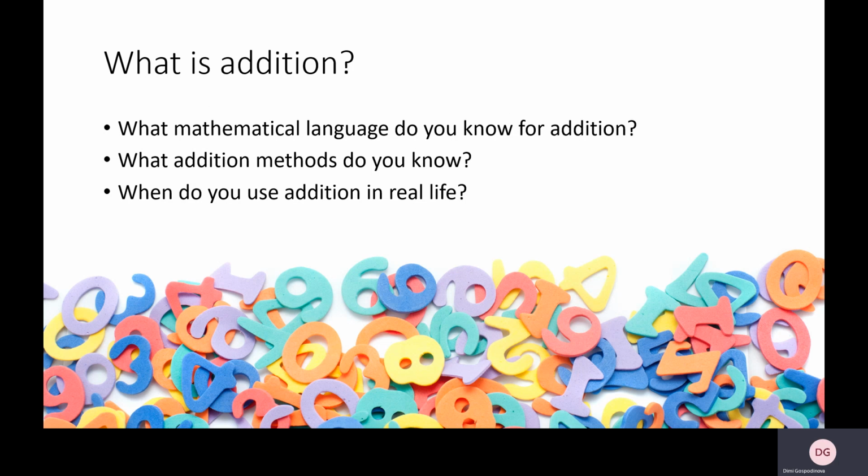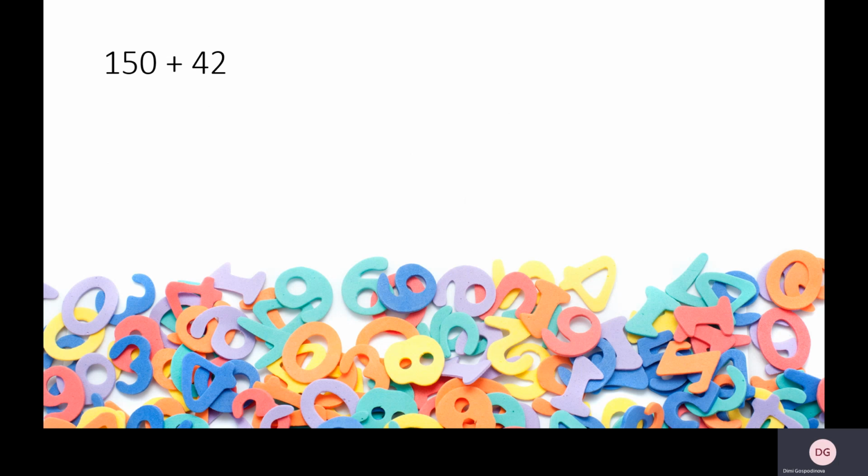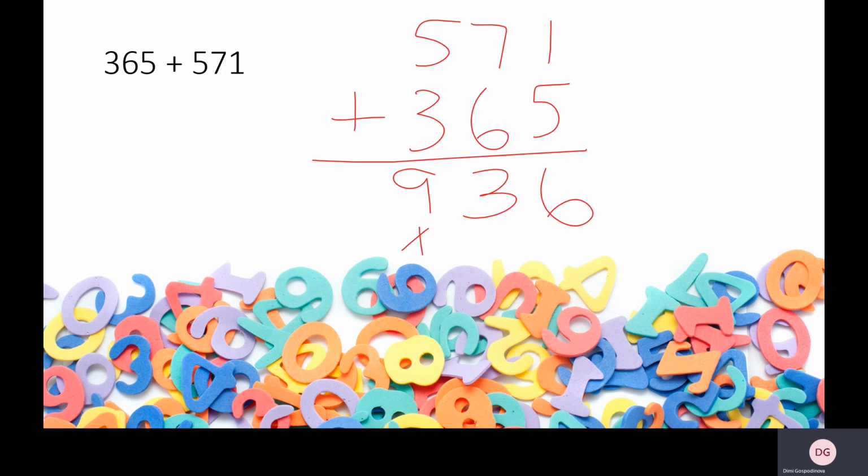They also need to learn the column addition, because they will be adding 3 and 2-digit numbers, but also 4 to 5-digit numbers. For example, if they are to be adding 365 and 571, there is a demonstration. They write them in a column, making sure that units are under units, tens under tens, and hundreds under hundreds, like this. And then they add them together.